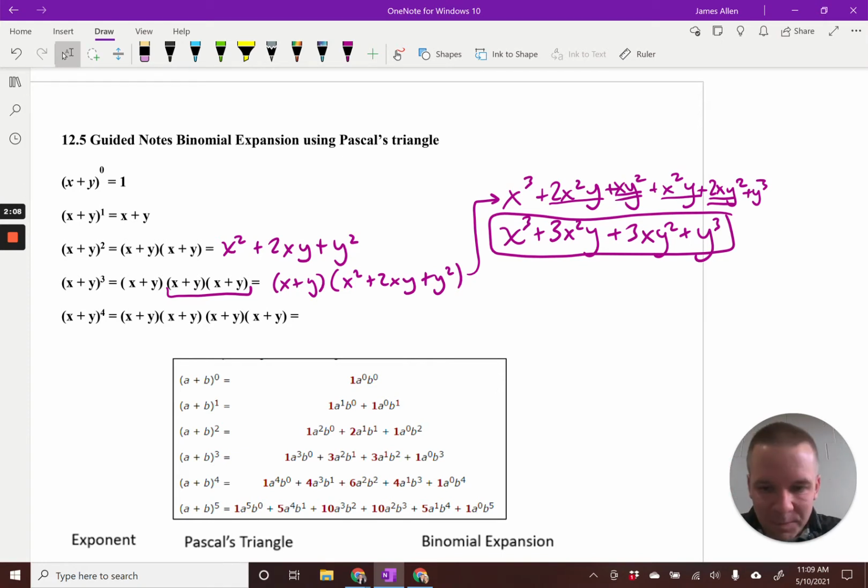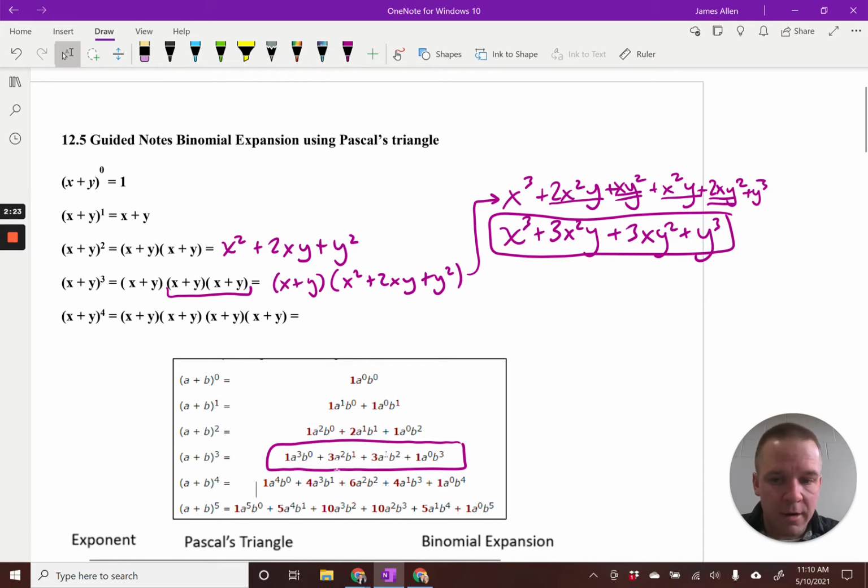If you look where we are right here, the last one we just did, look at those coefficients. We have 1, 3, 3, and 1. Same with what we see there in this expansion here, and then we can keep going here. There's a pattern. Then it's 1, 4, 6, 4, 1.